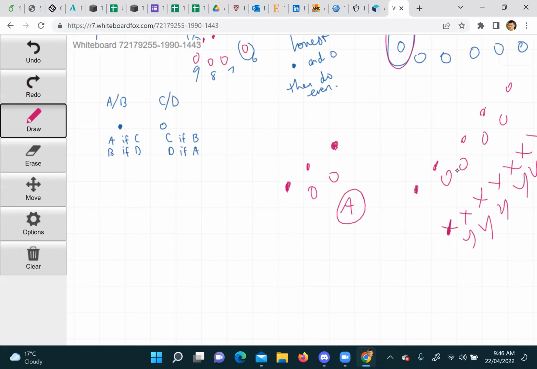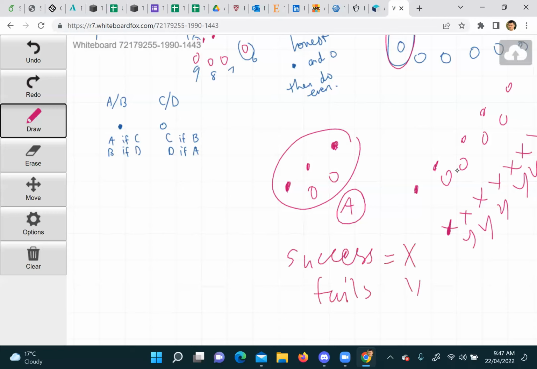Okay. So for example, A knows how this is going to turn out. There's 2 possible strategies. One strategy, A counts that strategy and sees if it's going to be successful. If it is, it picks X. If it fails, it's Y.